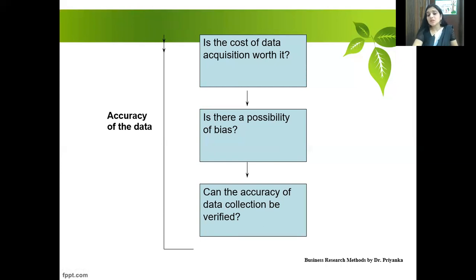And the last is, can the accuracy of data collected be verified? Can you actually check whether data collection has been actually done accurately or not? So if it is a yes, then you should go ahead. That means data is accurate.